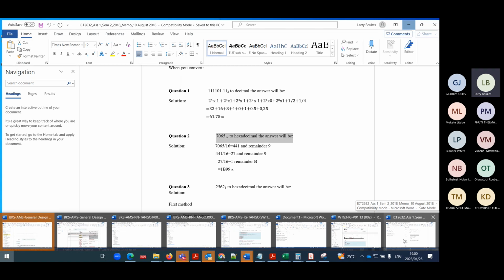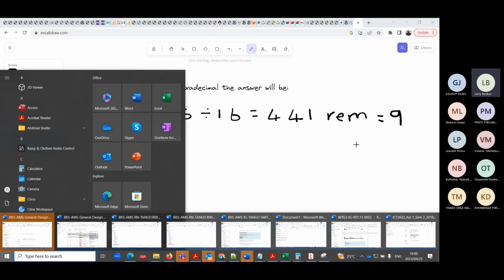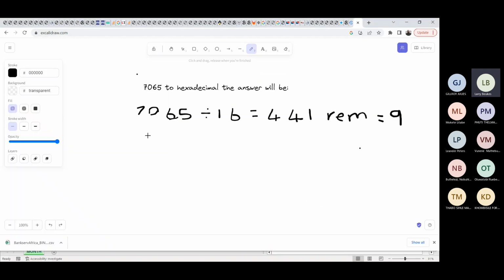Let me just confirm what they have there. Yeah, okay, then it's 441, then it's 27. Remember I said I don't like this method. Anyway, then it's 441 here. You literally just take this 441 divided by 16. So you're going to write the answer, then you just take the remainder.